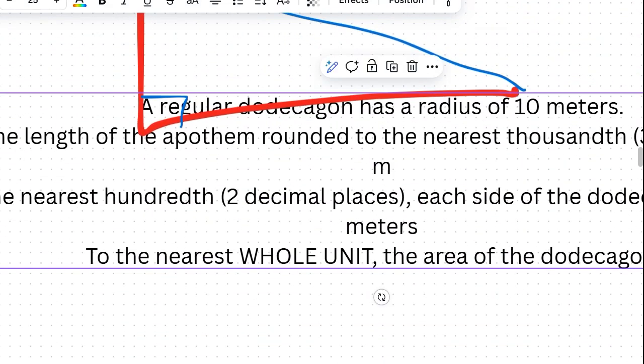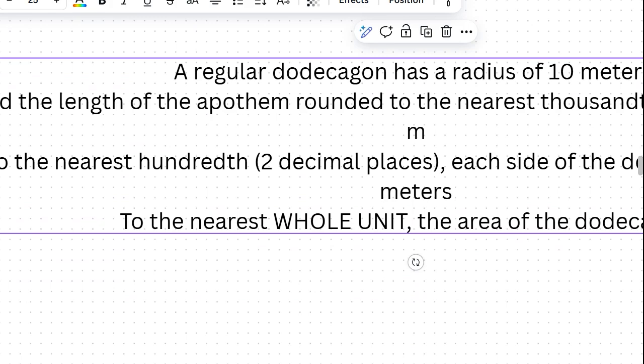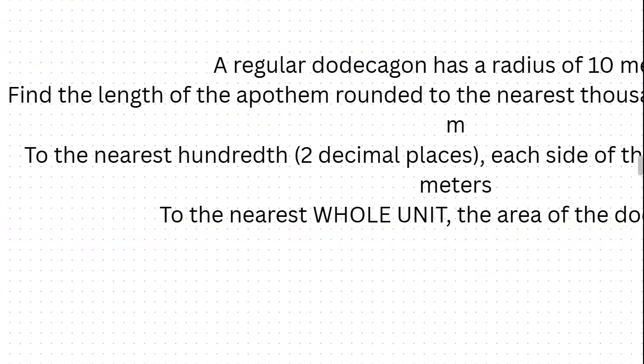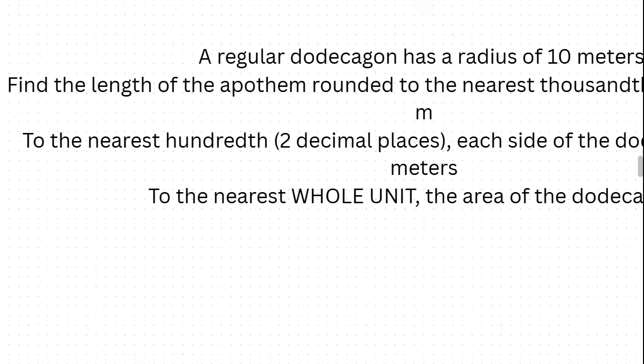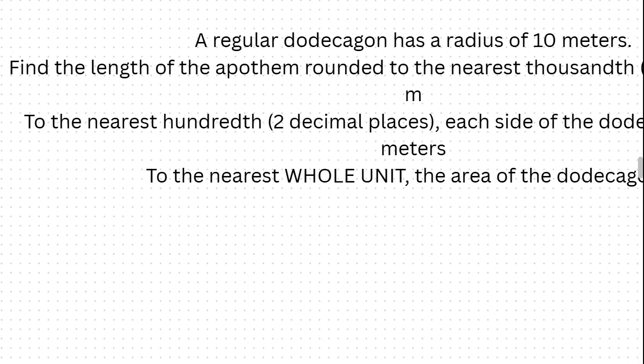12 sides. So "do" means double, "deca" means 10. 2 plus 10 is 12. So there is a polygon.